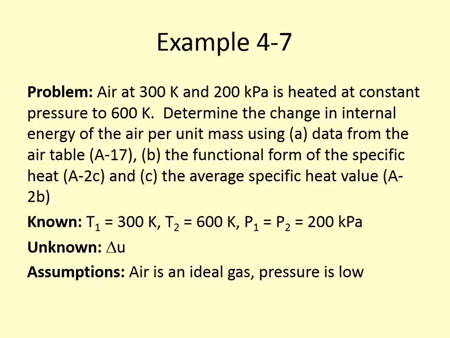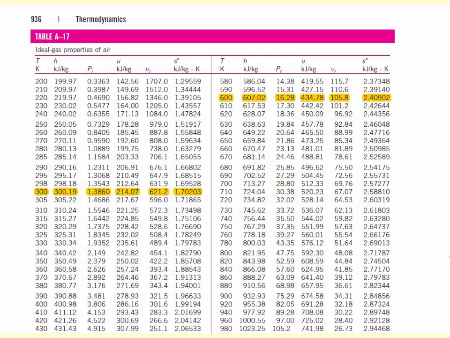Okay, so let's first go to the table and look up air at 300 Kelvin. And we're given the pressure, but does the pressure really mean anything or matter to us? No, because this table is simply tabulated by temperature only. So table A17, in our process, we start at 300 Kelvin and we end at 600 Kelvin.